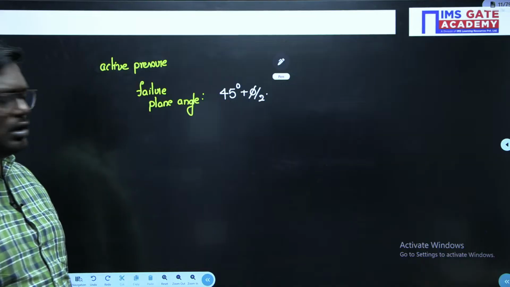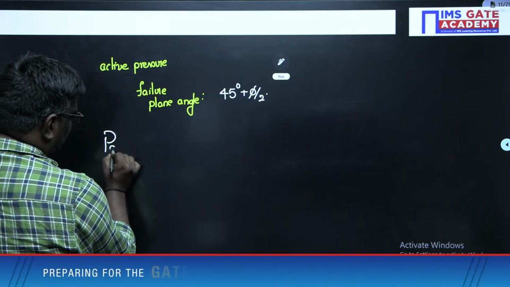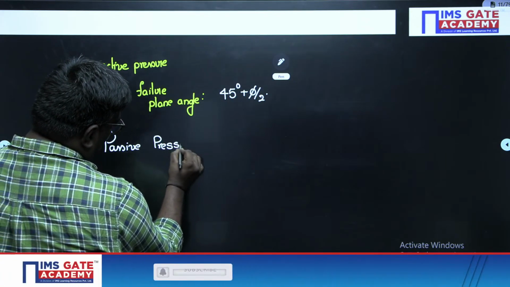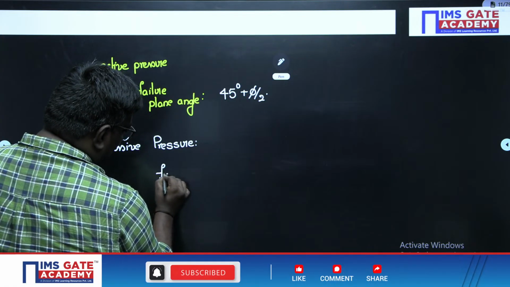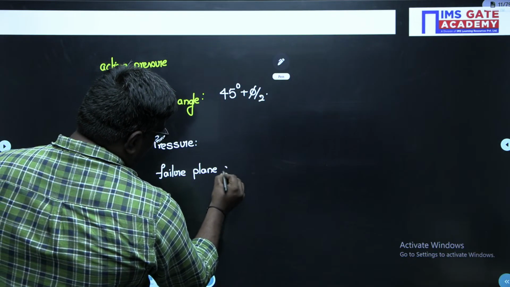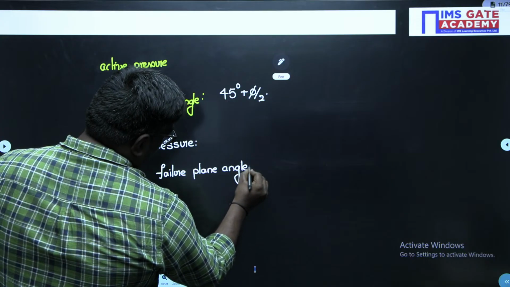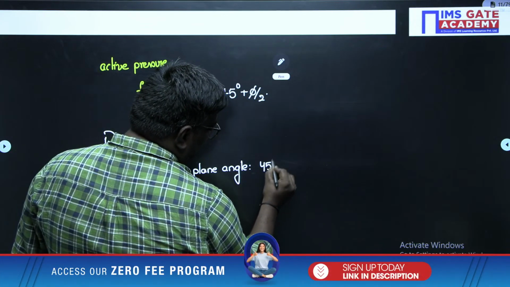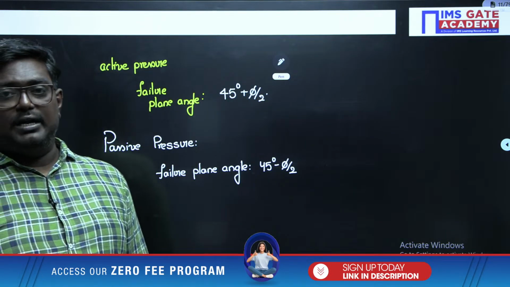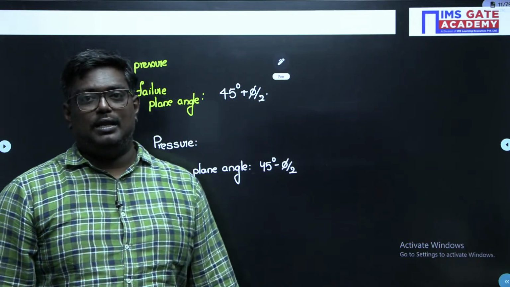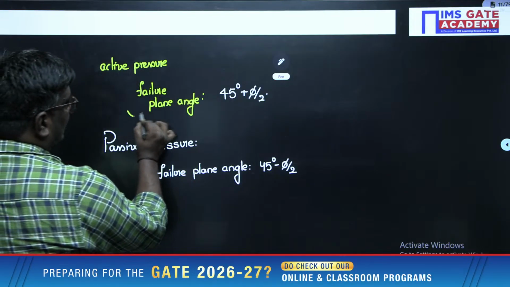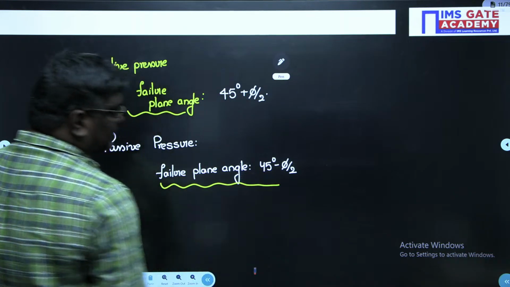Okay. Now, similarly, if I ask you about passive pressure, what is the failure plane angle here, sir? It is 45 degrees minus phi by 2. But if they ask you with respect to the major plane, then in both cases it is 45 degrees plus phi by 2. Okay. So this is the failure plane angle for active pressure, and this is for passive earth pressure.